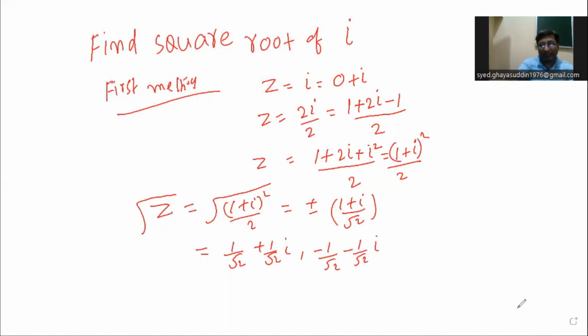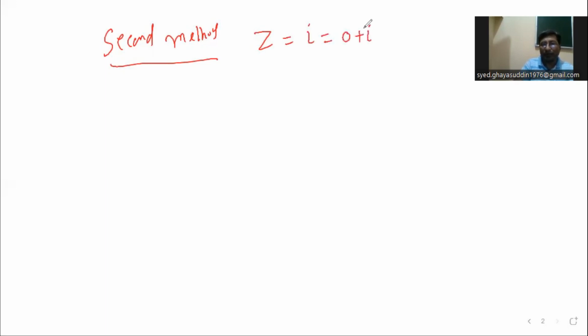Now you see the second method of finding a square root. This is also a tricky method. So in the second method, you see that it is given z equal to iota. We can write this as 0 plus iota. We know any complex number can be written as x plus iota y.